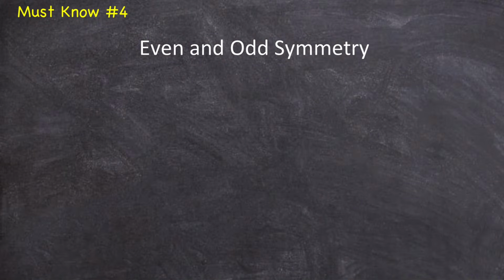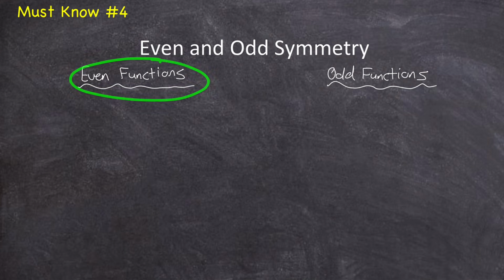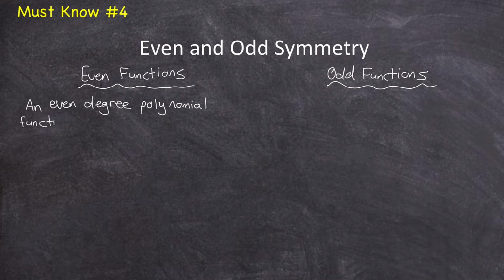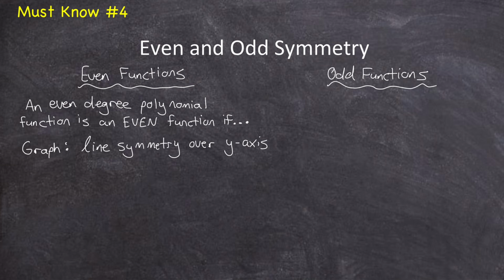Must know number 4, even and odd symmetry. In this section, I'll explain to you the characteristics of even functions and odd functions. Let's start with even functions. We've talked about even degree functions, but not all even degree functions can be further classified as an even function. An even degree polynomial function is an even function if its graph has line symmetry over the y-axis, and in its equation, every single term is an even degree term.